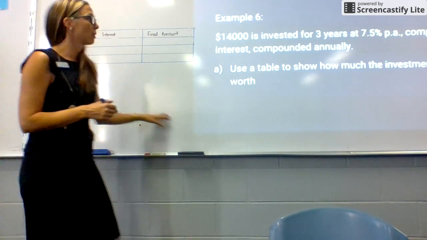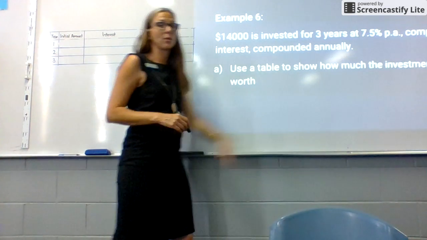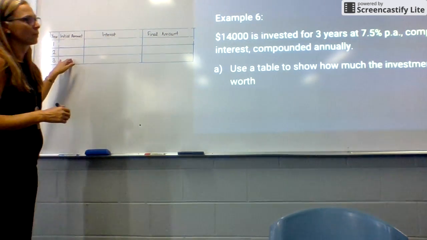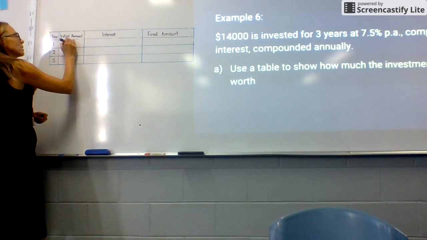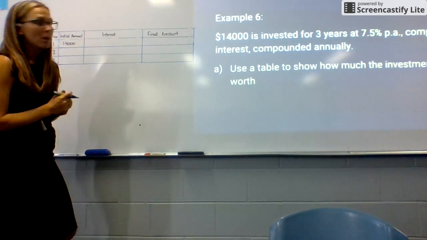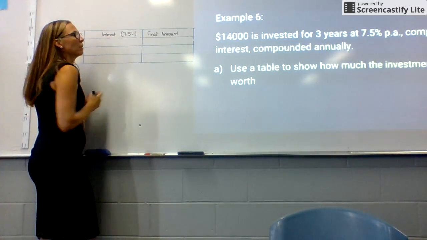So over here I've set myself up a table and I need 3 years. So I've got 1, 2, 3. I'll start off with my principal amount, which is $14,000. My interest is 7.5%.